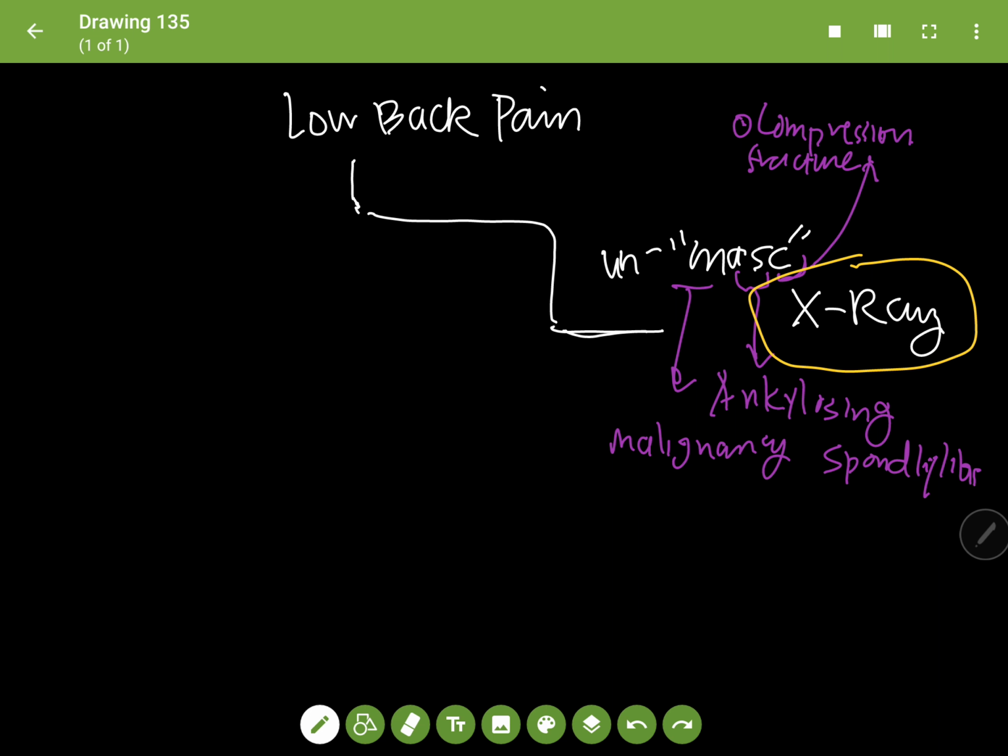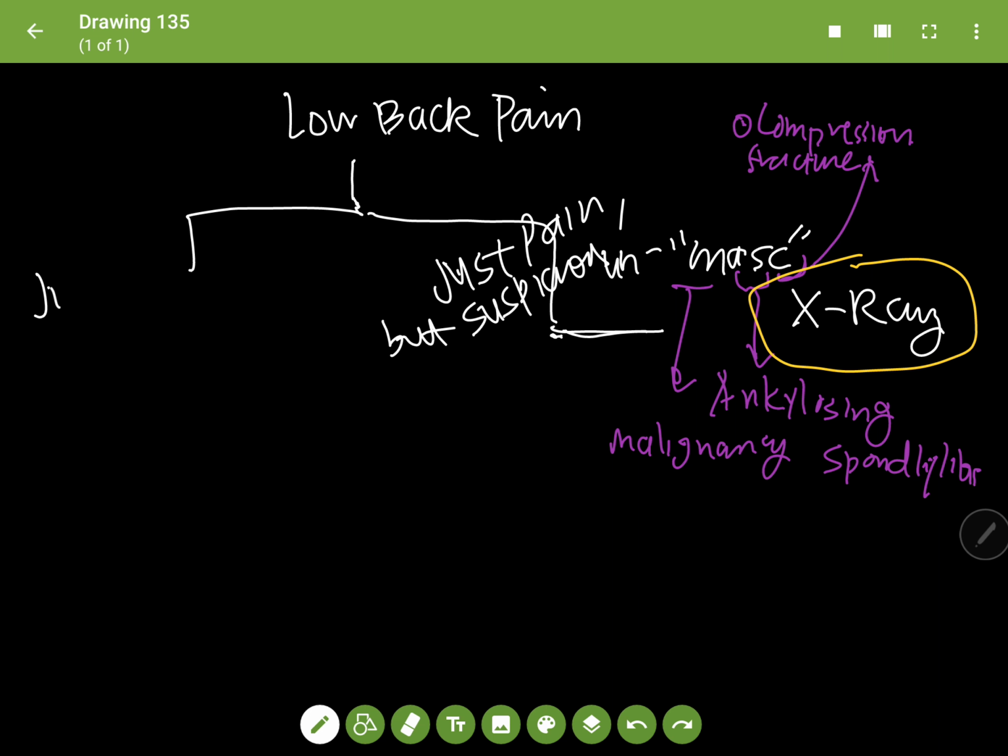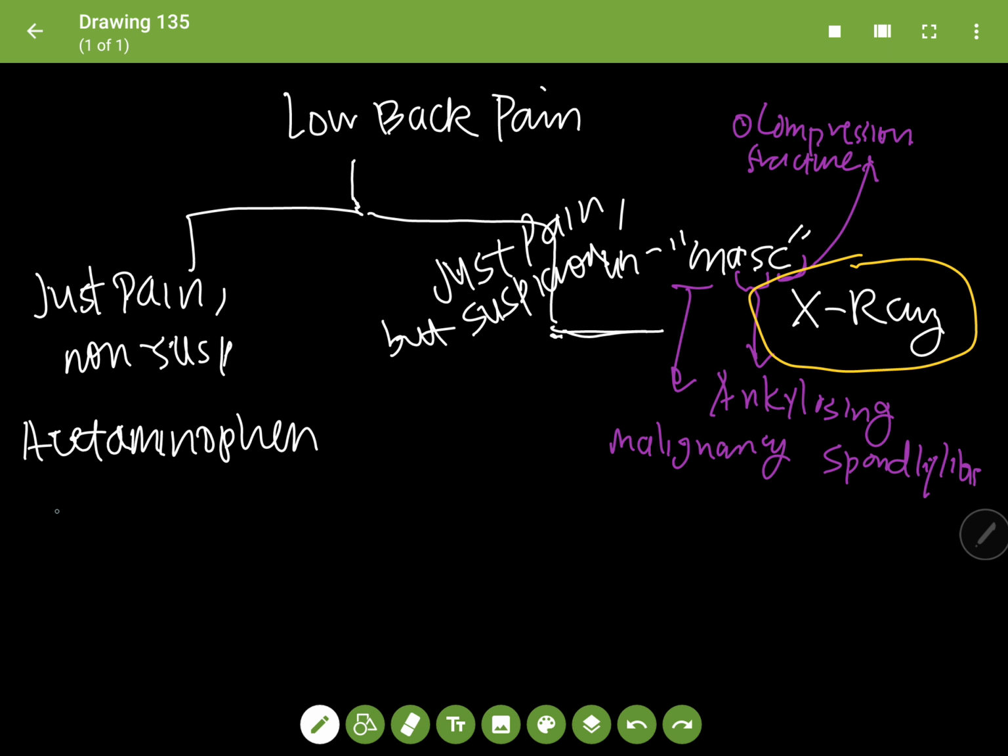Now, this is if it's just pain, but suspicious. So if it's just pain, non-suspicious, you send them home with acetaminophen or an NSAID.